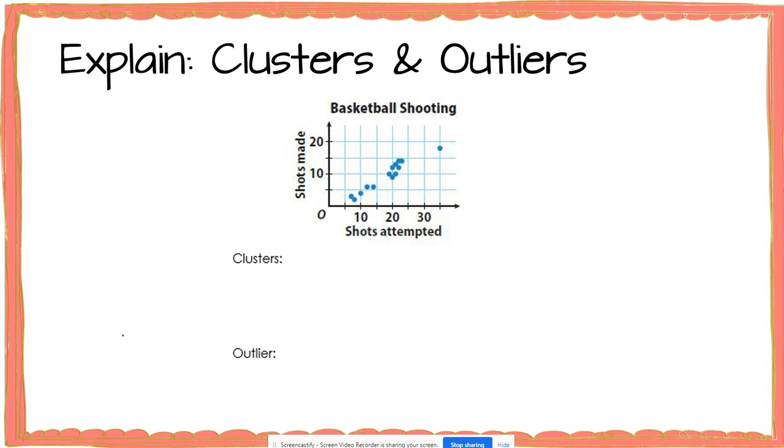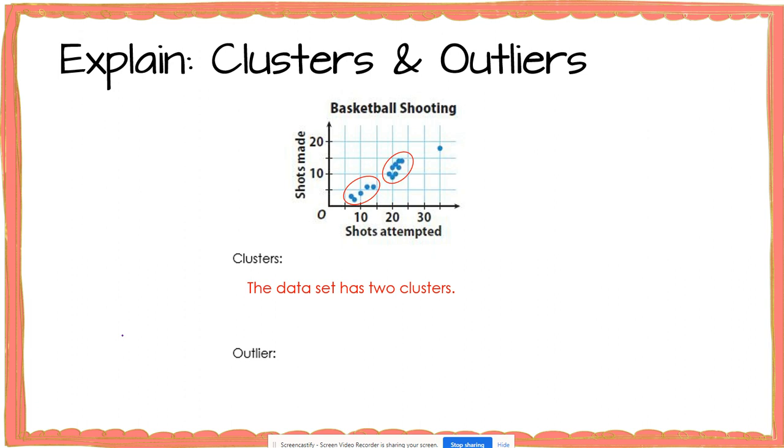So let's look at this one. This is looking at a basketball shot. The x-axis is showing the shots attempted and the y-axis is showing the shots made. Well, if I'm looking for clusters, clusters are my distinct groups. I can see here that there are two distinct clusters of points. So I'm going to say the data set has two clusters.